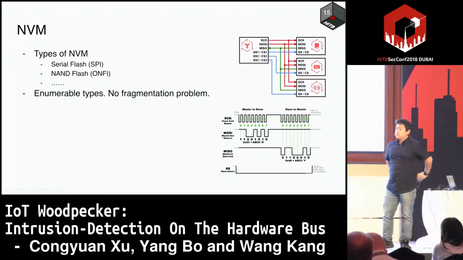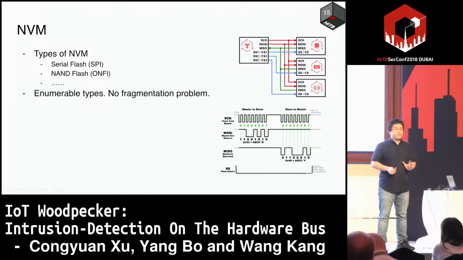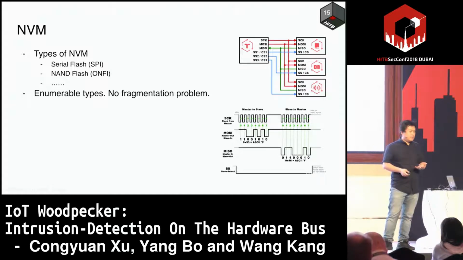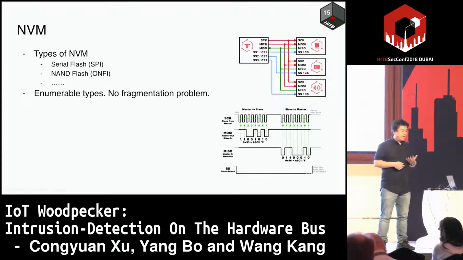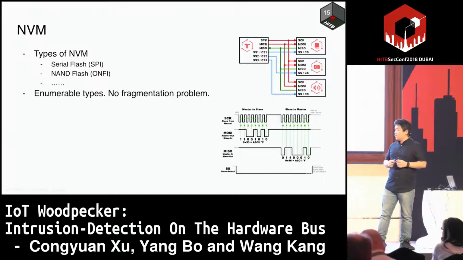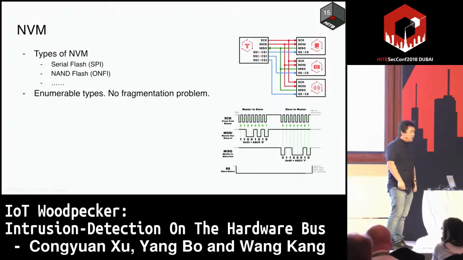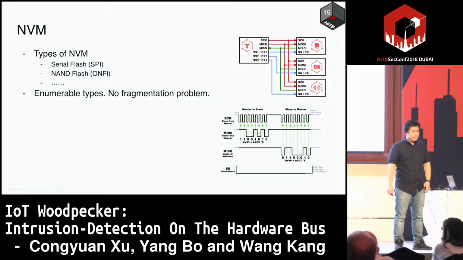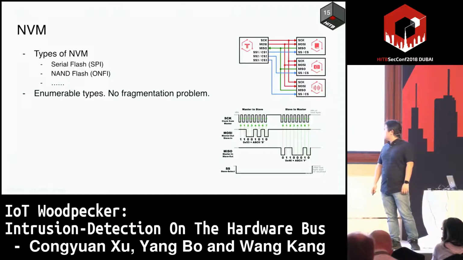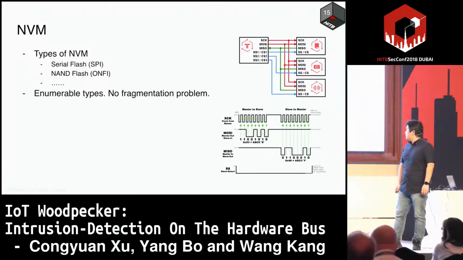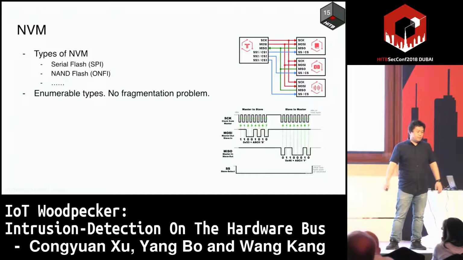The storage system is not as fragmented as other things in IoT, because there are basically no more than two or three different types of NVM. For example, SPI flash and NAND flash. The interfaces are enumerable types, so there are no fragmentation problems. On the right is the timing diagram of the two NVM interfaces. There are the SCK, the clock from the master, MOSI (master out, slave in), MISO (master in, slave out), and slave select. We only have to monitor those four pins on the chips.